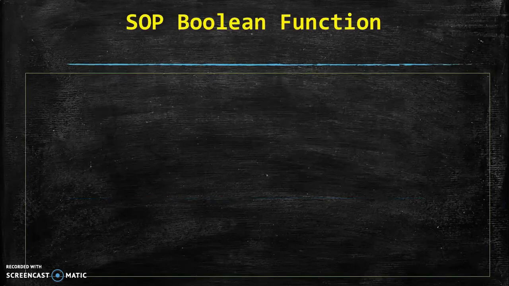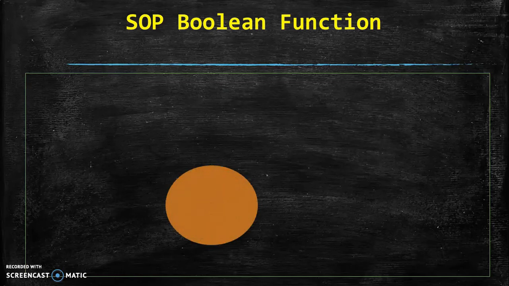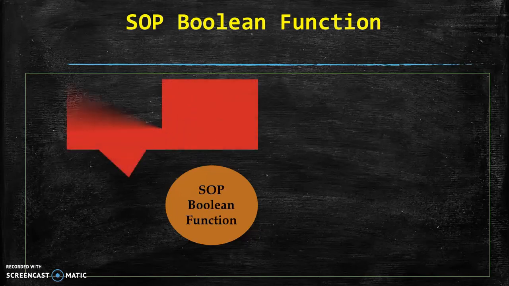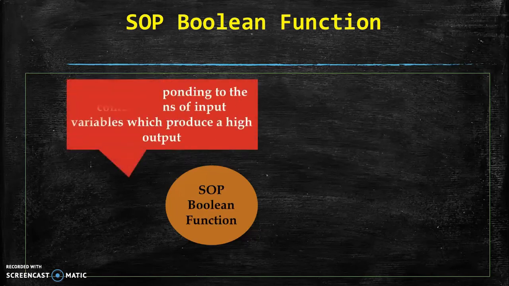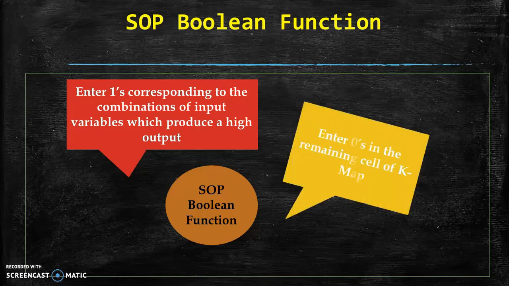In normal SOP function, we know that it is a standard or canonical type of SOP Boolean function. In that case, we can enter ones corresponding to the combinations of input variables which produce a high output, and at the same time we can enter zeros in the remaining cells of the K-map.